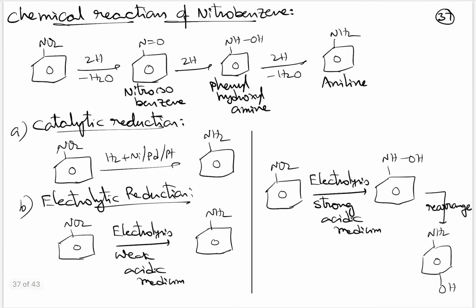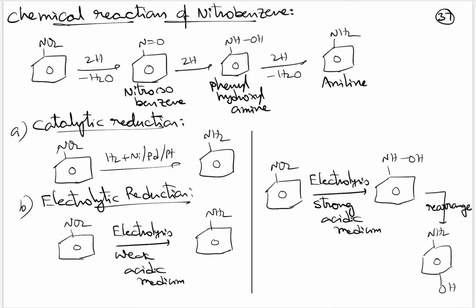Then, chemical reactions of nitrobenzene. The most important chemical reaction of nitrobenzene is its reduction, and reduction can happen in different ways. In the first step of reduction, the nitro group will lose one oxygen to form nitrosobenzene, and in the second step of reduction, hydrogen atoms will be added so that it forms phenylhydroxylamine, and in the final reduction, this OH also will be eliminated, and it will become an aniline molecule.